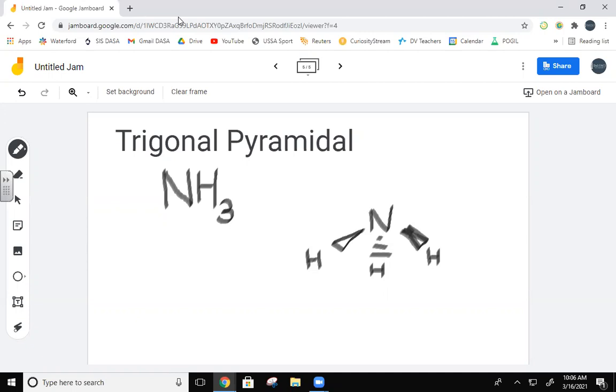So that's molecular shape. For those of you watching at home, that's all I'm going to talk about in the video because I'm tired. I want to take a nap.